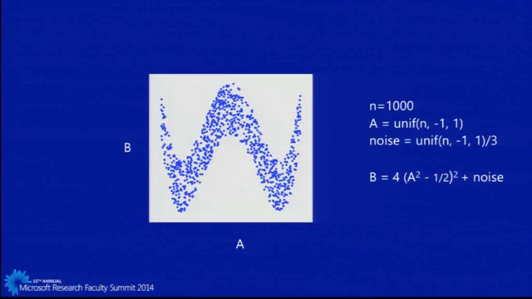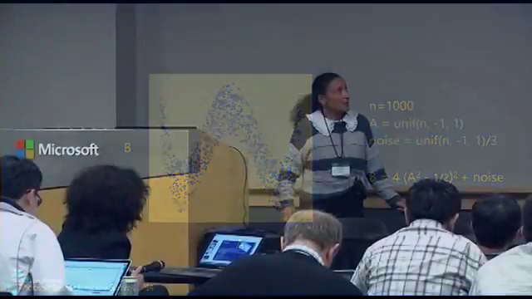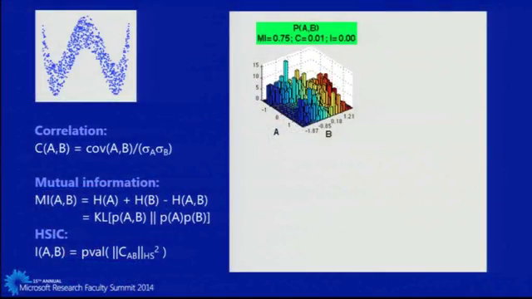So here's one of the little artificial examples that I borrowed from Wikipedia. Here the input is a uniform distribution. The noise is also uniform distribution. And B is a function of A plus noise. So you can quite easily determine that these variables are dependent, even though they have zero correlation, using mutual information and this HSIC test. Here, high mutual information indicates dependence, and a low value of the p-value of the independence test means also strong dependence.